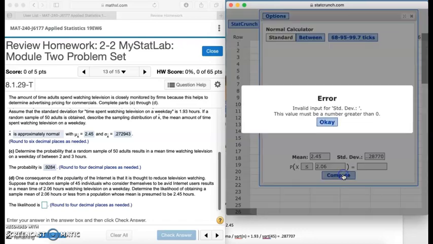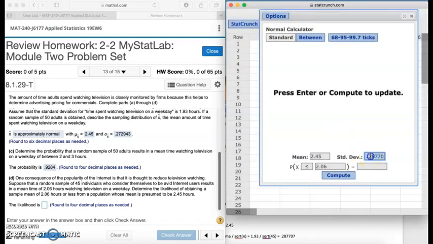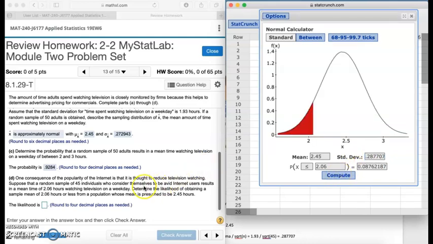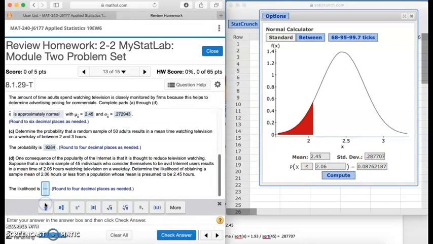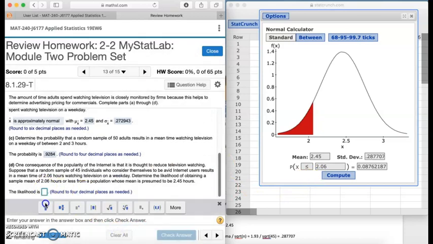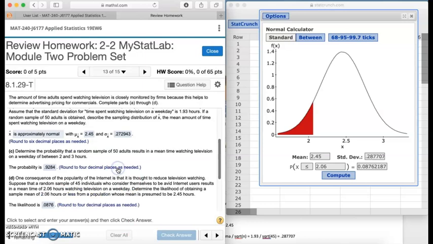Let's compute. Oops, I put in 2 decimal places. Okay, compute. And now we're looking for 4 decimal places. So that gives us 0.0876. So let's type that in. 0.0876. Check answer. Well done.